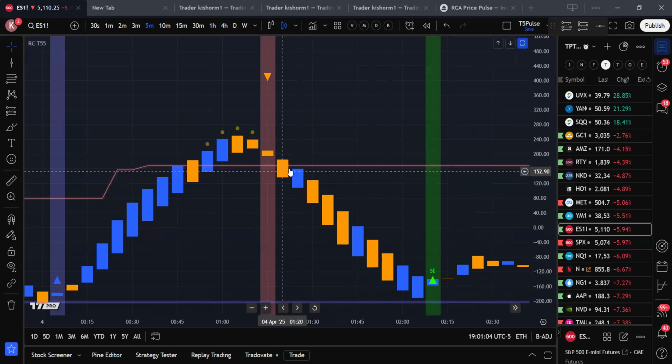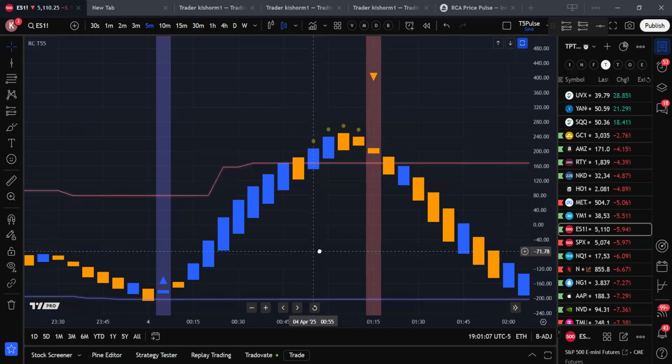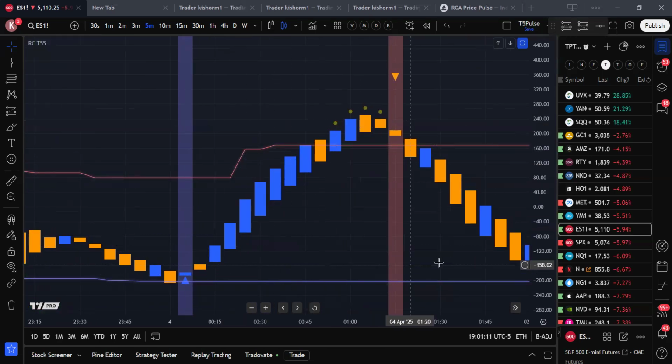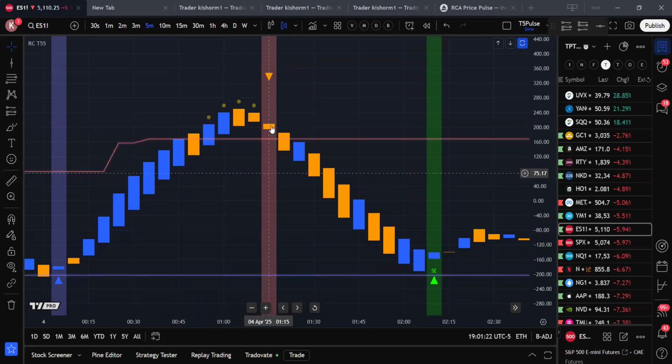Kishore, what are these brown and green lines? Is it like the top of the channel, bottom of the channel? No, I'm sorry, these vertical lines. This is a brown, there's a blue, and then on the right. Here is an entry for a long position, and here is an entry for a short position.